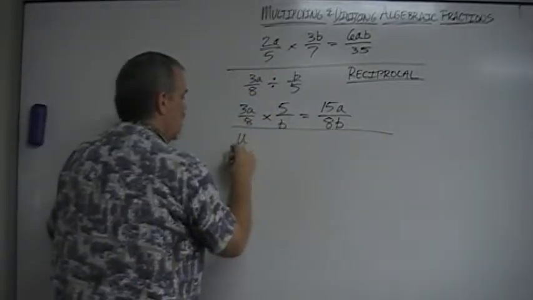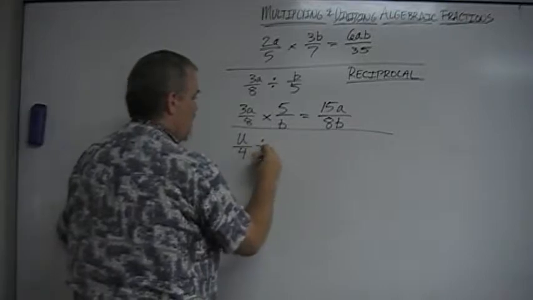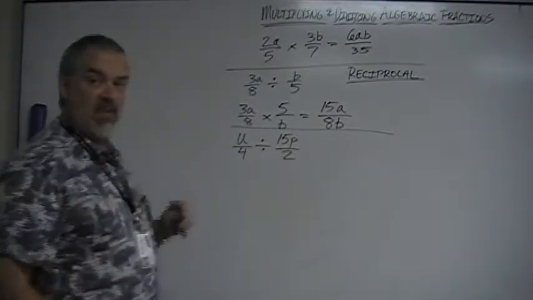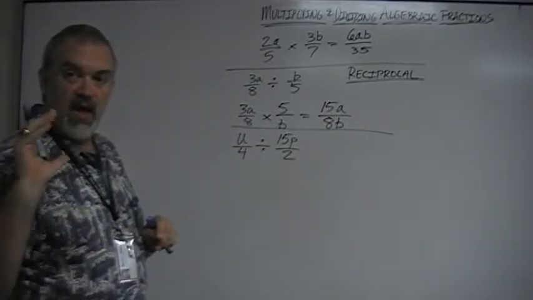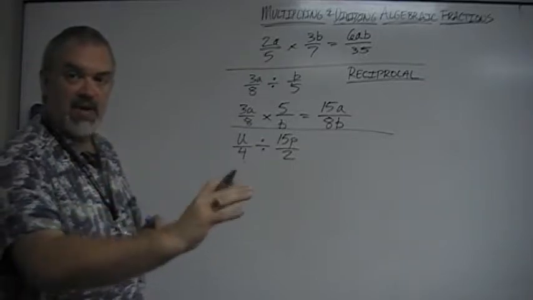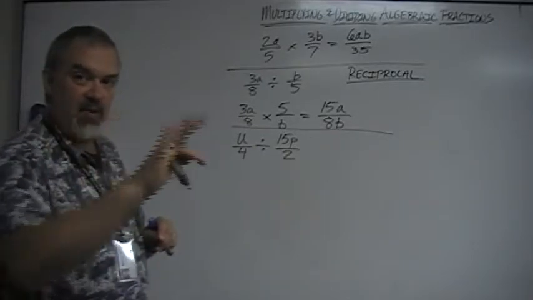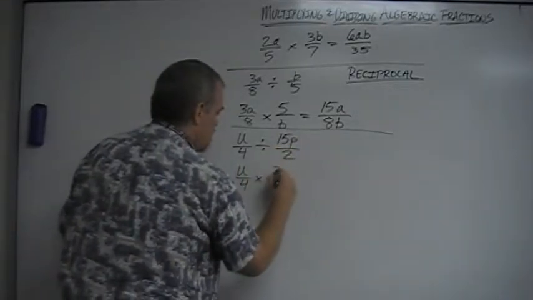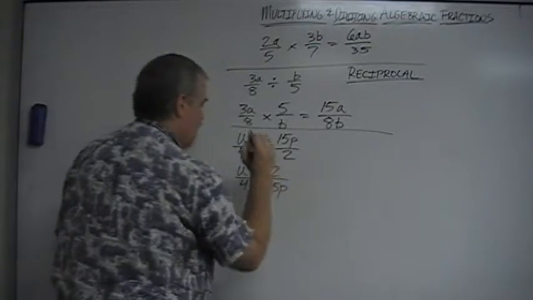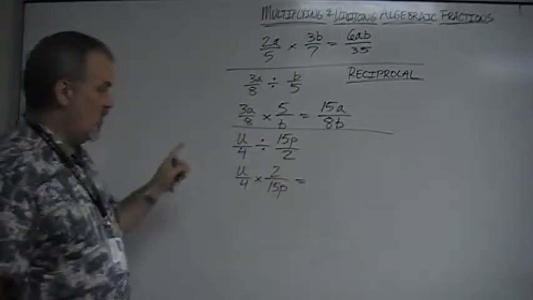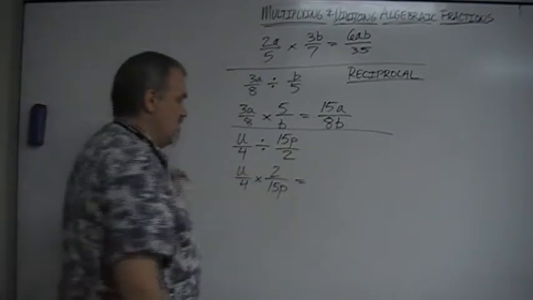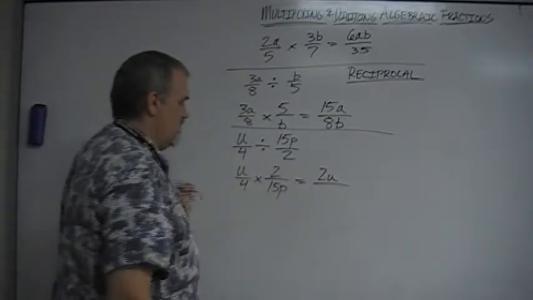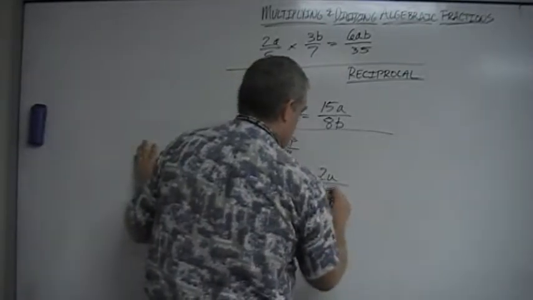I'm going to do another division problem, just a little bit different, but not a lot. We're going to go u over 4 divided by 15p over 2. Same sort of problem. What do we do to divide? We multiply by the reciprocal of the second fraction. Or in 3 words, flip and multiply. u over 4 times flip, 2 over 15p. And as before, multiply across the top. u times 2 is 2u. Always put the number first. And 4 times 15p gives me 60p.